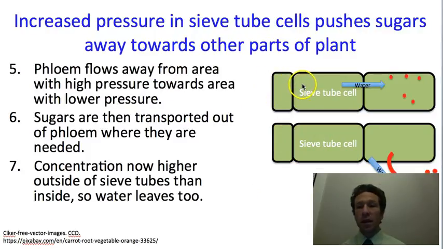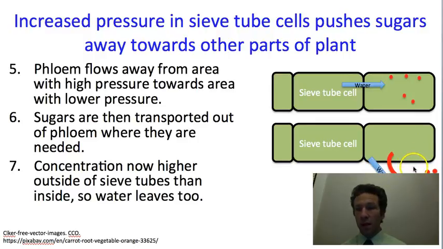Here we can see then that the water has moved away from the source where it came in, and now the dissolved substances are at the other end of the phloem. Perhaps this is a root during summertime. At this stage, the sugars or other dissolved substances are then transported out of the phloem where they are needed. Here we can see the substances have been moved out.